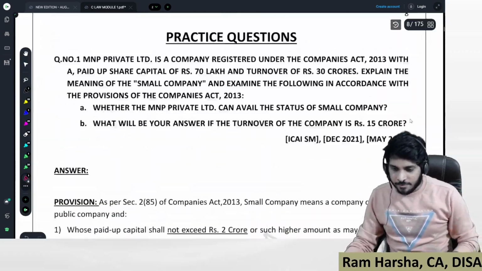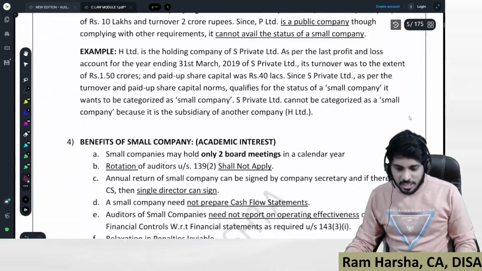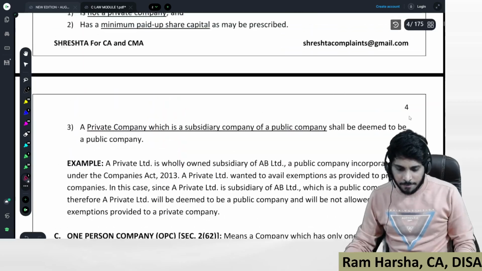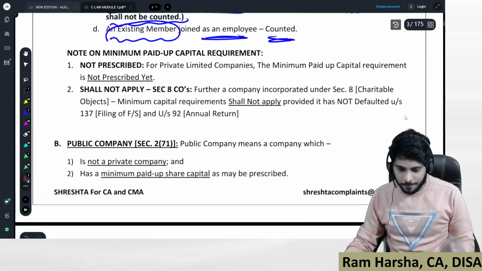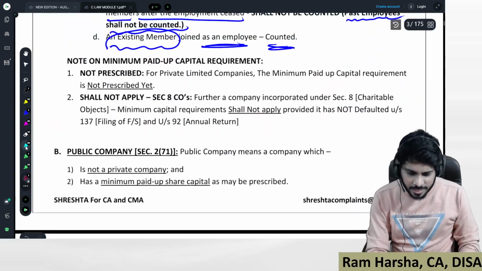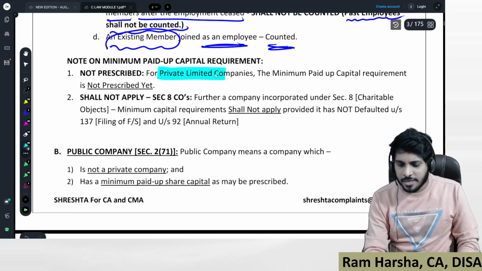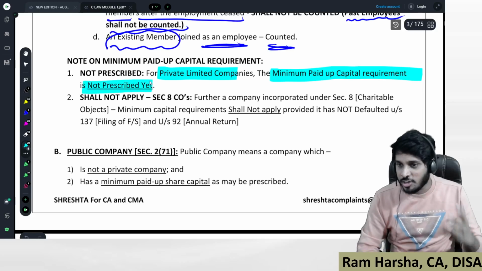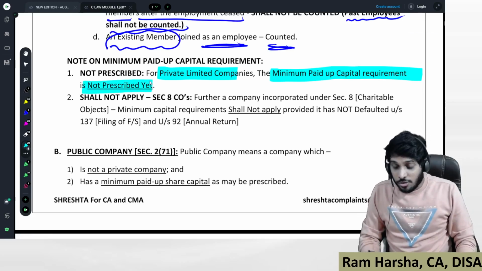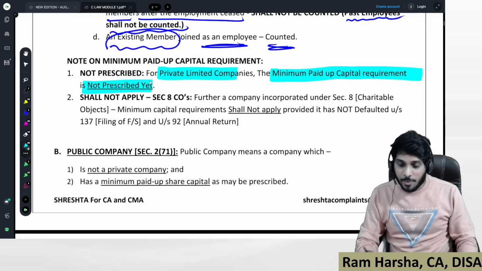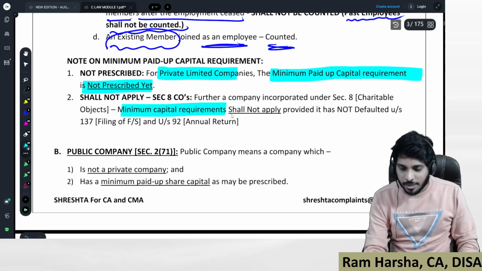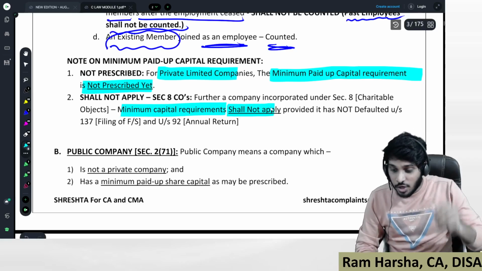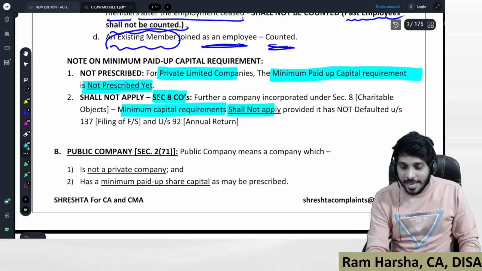Now we'll finish the reading and complete this session. Now they have given a note. For private companies, till date, what is the minimum paid up share capital? Not prescribed. The minimum capital requirement will not apply for Section 8 companies.